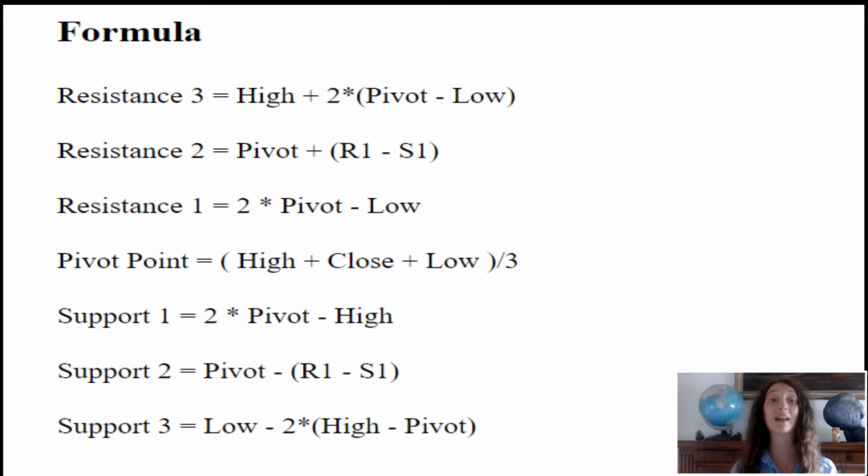If the market opens above the pivot point, then the bias for the day is long trades. If the market opens below the pivot point, then the bias for the day is for short trades. The three most important pivot points are R1, S1, and the actual pivot point.